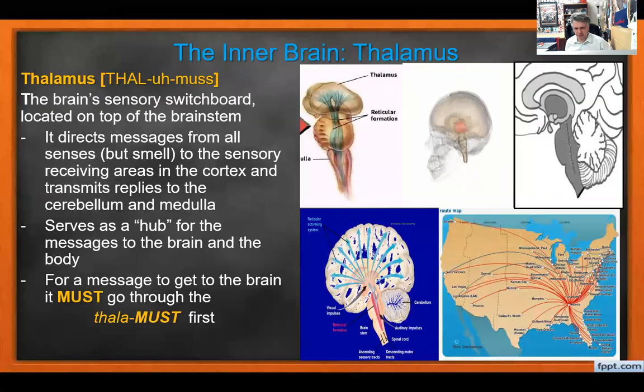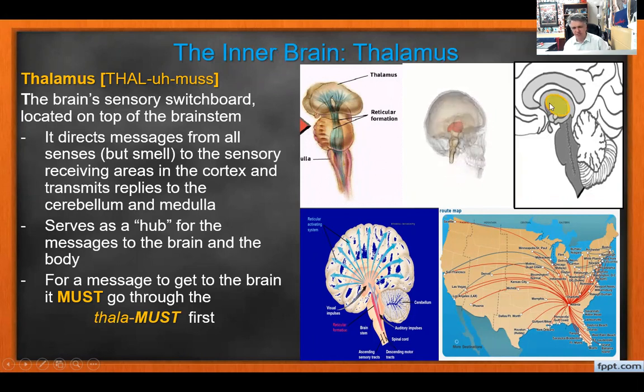Your thalamus. All right, so on top of our brainstem, my brainstem's down here, on top of it right here is the thalamus. You see it on the left and right side there. So if we go here, this is our thalamus. Now the thalamus is sort of the route that everything else goes through. It is the switchboard. It is the hub, if you would.